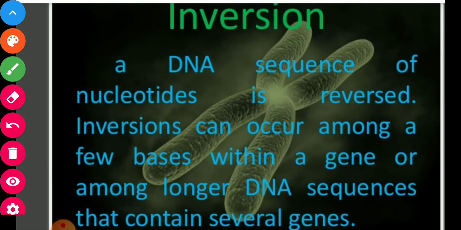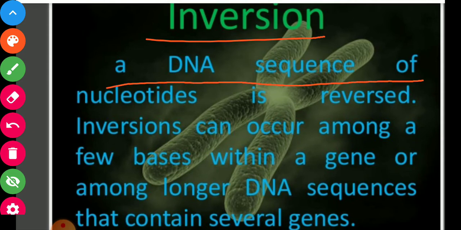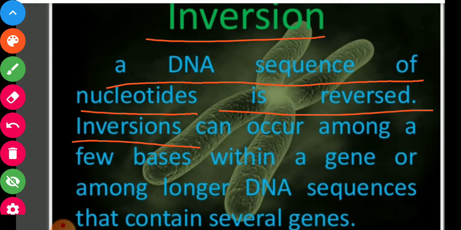Now inversions, where the nucleotide sequence is reversed. See here, in inversion, a DNA sequence of a nucleotide is reversed. Inversions can occur among a few base pairs within the gene, or among longer DNA sequences that contain several genes. So this is the inversion, where the sequence of the DNA is reversed.